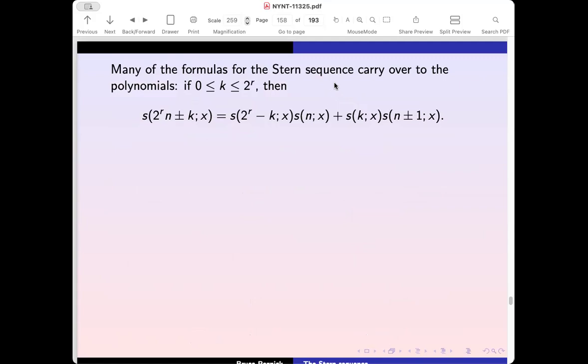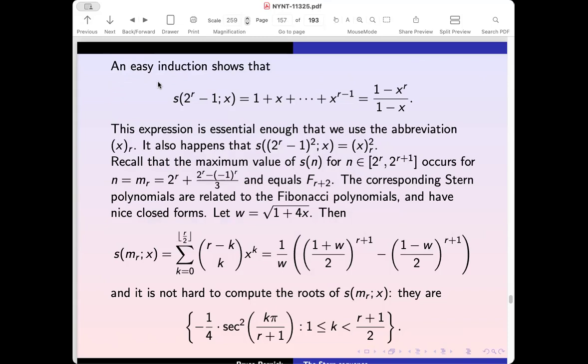Many of the formulas for the Stern... Wasn't that last thing more or less a Chebyshev polynomial? It's... No? Yeah, I think it was... Some variant of the Chebyshev polynomial? Yeah, I'm pretty sure it's a variant of the Chebyshev polynomial.